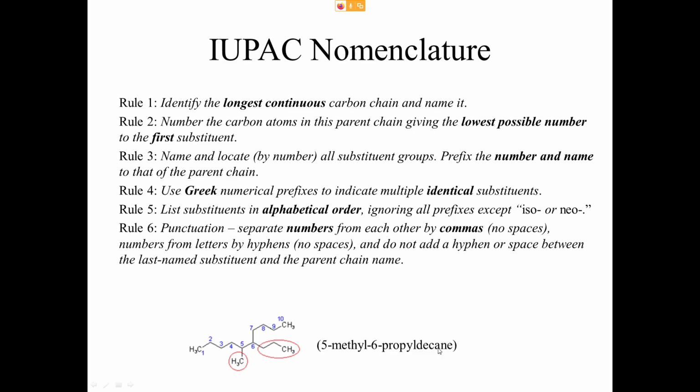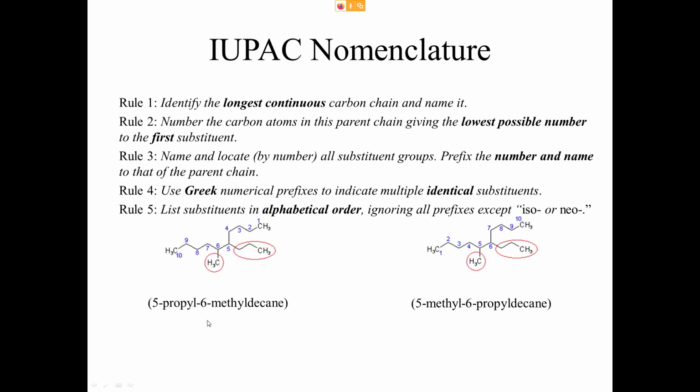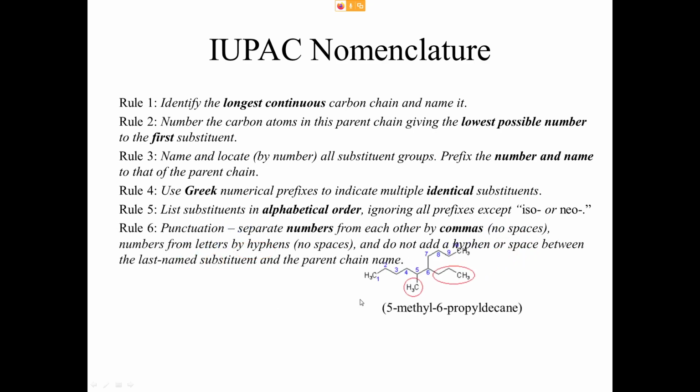I could have fixed the other one. If I go back a second, I could have written 6-methyl-5-propyl decane. That would be a perfectly valid name if I fixed this. Or 5-methyl-6-propyl decane, because they were tied on where they were. As an example, we'll use this one.